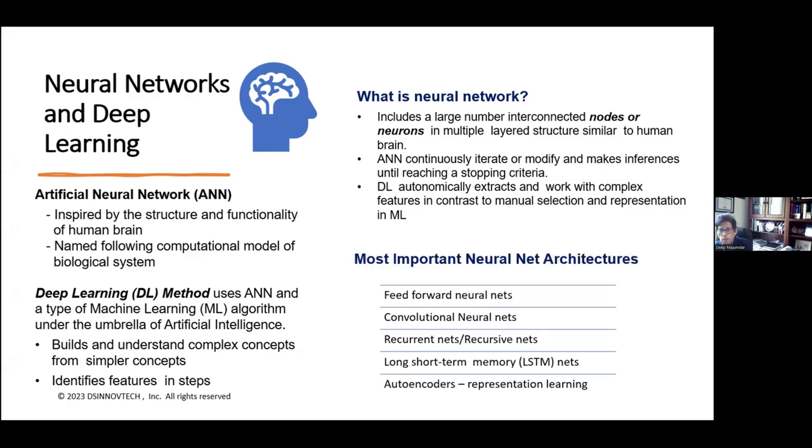Some of the neural network architectures that we see in the literature, which people are using, are feed-forward neural nets, convolutional neural nets, recurrent nets, long short-term memory (LSTM) nets, and autoencoder representation learning models. Each one of them is itself a very complex architecture and algorithm, a mathematical representation. The one we are going to focus on a little more, related to our time series prediction, is the convolutional neural network. So let's look into that.